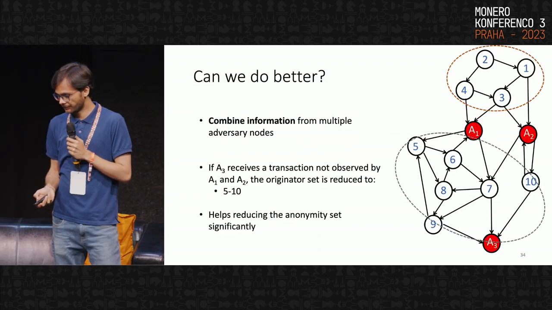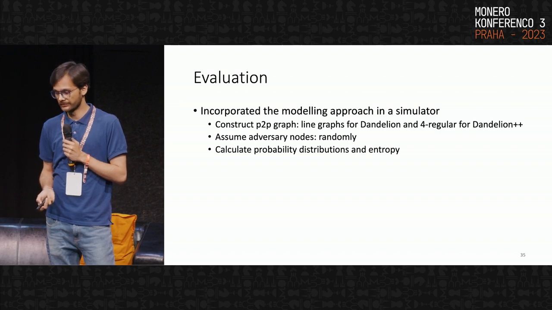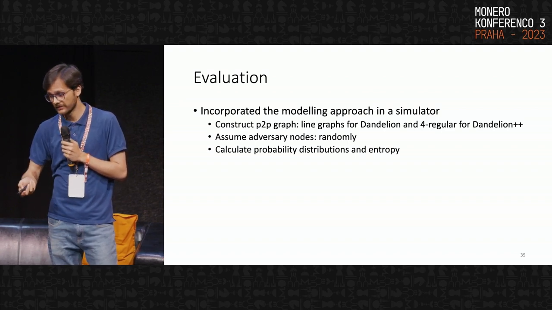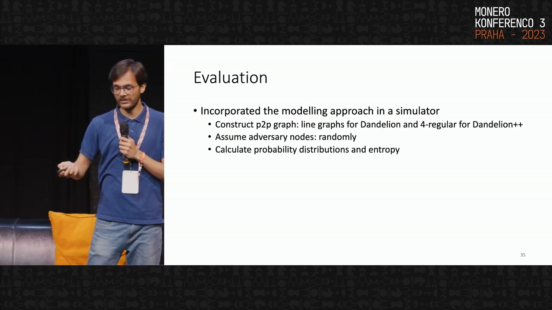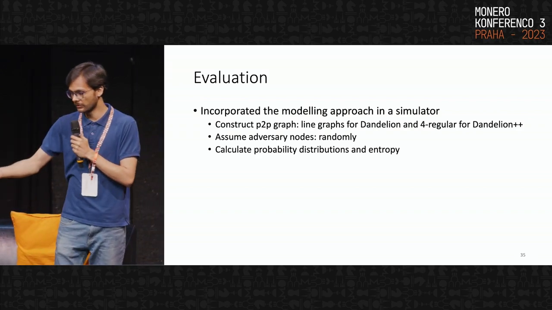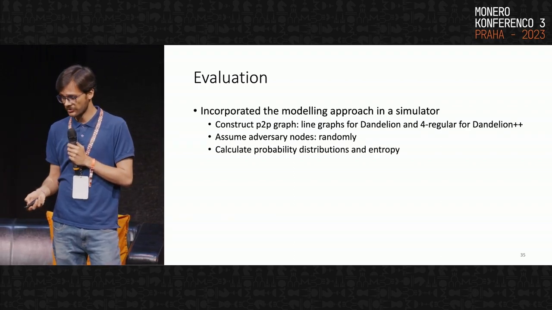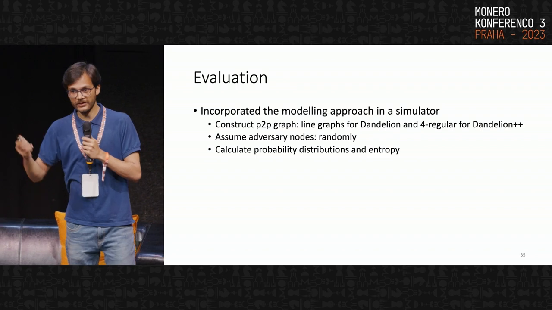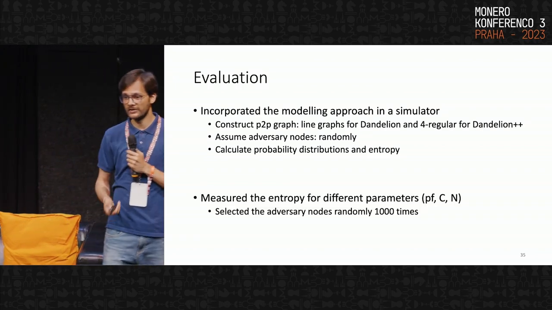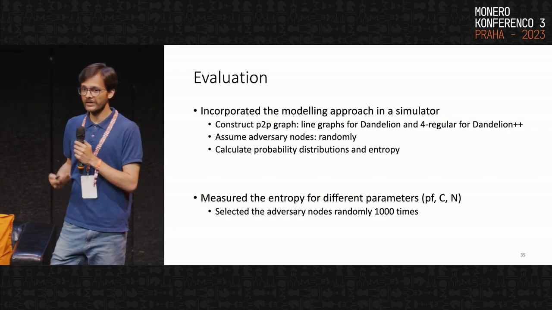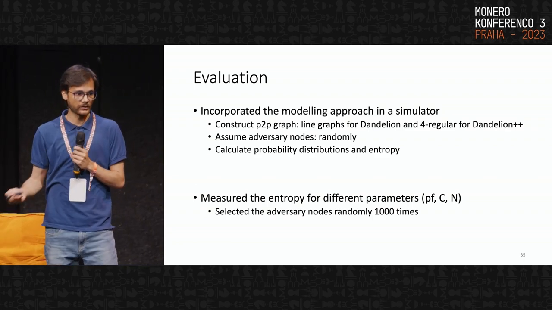So this is how we perform the analysis of Dandelion and Dandelion++. But this is all the analysis part. What were the results? For that, we constructed peer-to-peer graphs, line graphs, and four-regular graphs, because for Bitcoin, we did not have an implementation. And then we assume random adversary nodes in the network, some fraction of it, and then we vary various parameters, such as what is the effect of forwarding probability, what is the effect of the total number of corrupted nodes in the network, total nodes in the network, and so on.